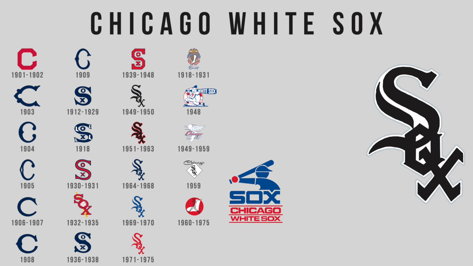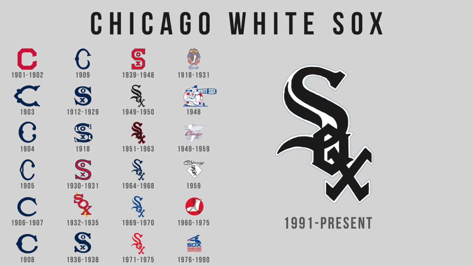But finally, in 1991, the White Sox finally landed on a diagonal SOX logo that stuck. Black with white outline, the team continues to use this as their logo to this day.